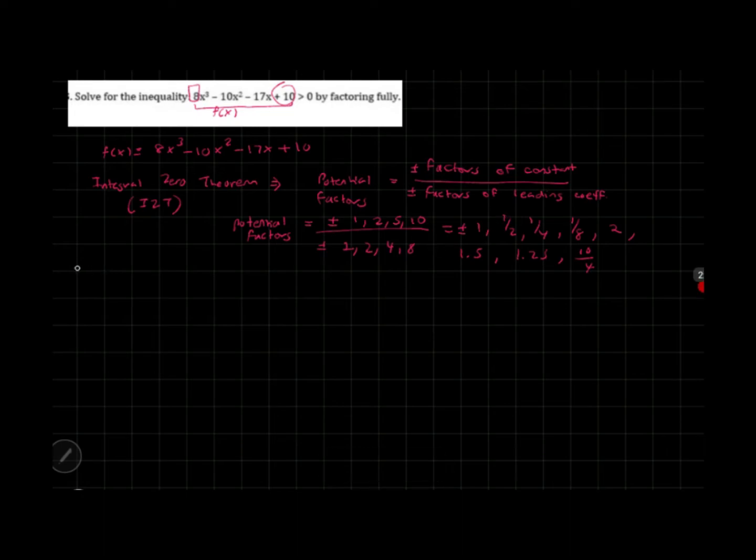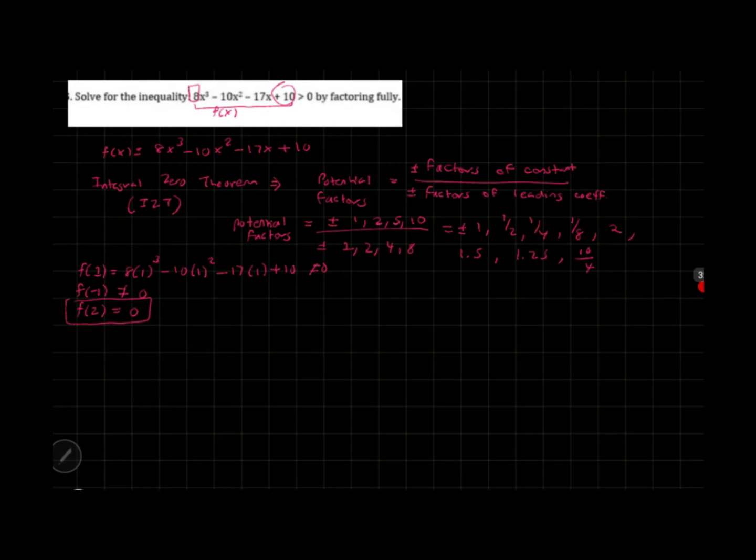Let's test f of 1 first. Okay, so f of 1 here, 8 times 1 cubed minus 10 times 1 squared minus 17 times 1 plus 10. You can see that, right, this is like negative 8, negative 17 plus 10, so it's not equal to 0. We're trying to look for a remainder of 0, so that would tell us it's a factor. So f of negative 1 also, and you can keep testing this, does not equal 0, right? So I'm just going to cut to the chase here. And after trial and error, you can find that f of 2 will give you 0.